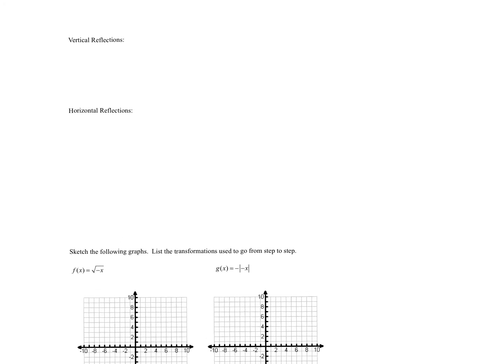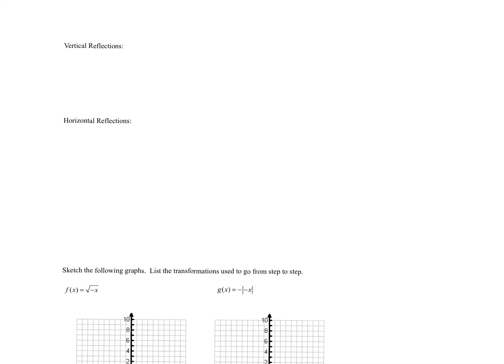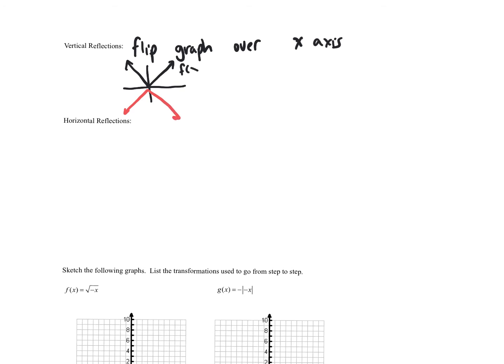All right, let's look at some other types of transformations called reflections. Now, reflections are where you're going to flip the graph one way or the other. So a vertical reflection is going to flip the graph over the x-axis. So if I start with an absolute value function, if I want to flip it over the x-axis, I want it to look like this. And the way this happens is if my original function is absolute value of x, to make it flip over the x-axis, we just add a negative in front of the function. So this does what's called a vertical reflection.